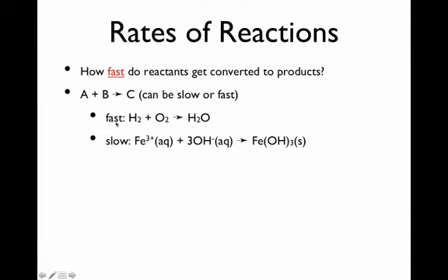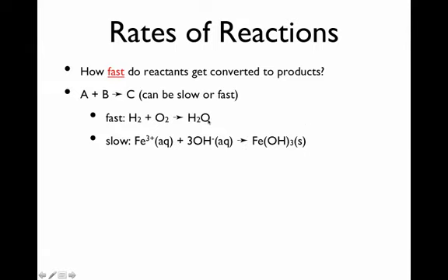In comparison to that, if you take aqueous iron 3 and mix it with aqueous hydroxide ions, they will make this solid material very slowly. This reaction can take place over the course of years. Some of you may be familiar with this reaction. This is the chemical reaction that causes the formation of rust. So over here, this solid product is rust.